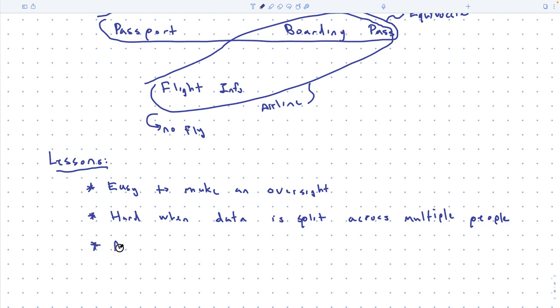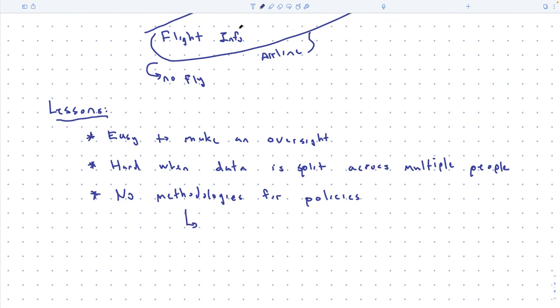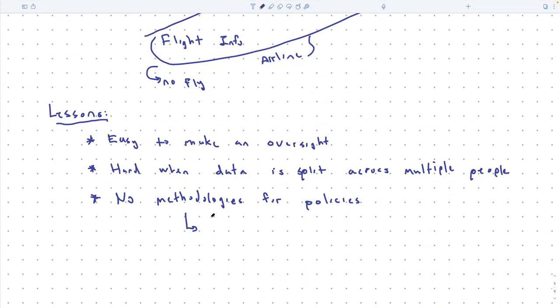But anyway, there's no methodology. Right, this is a security course on methodologies, so there are no methodologies for policies. The closest thing you can do, and you see this for more technical things like access control, is what's called formal methods or formal verification, which is basically you model the policy as a bunch of logical rules.